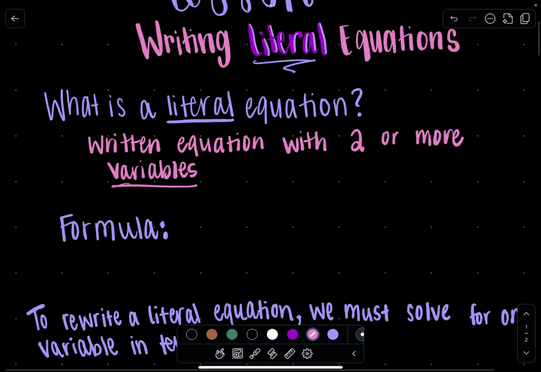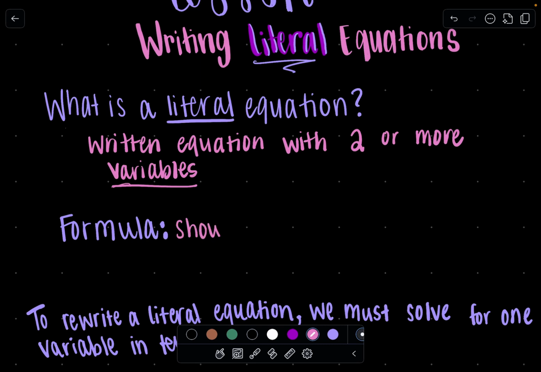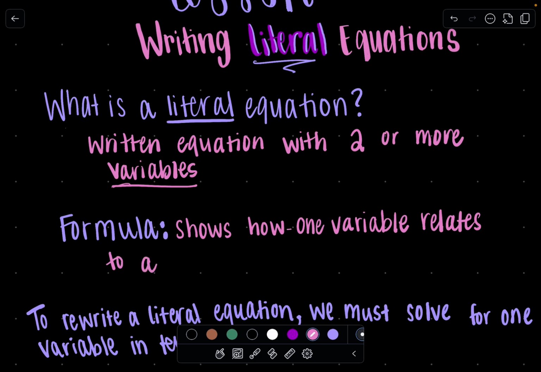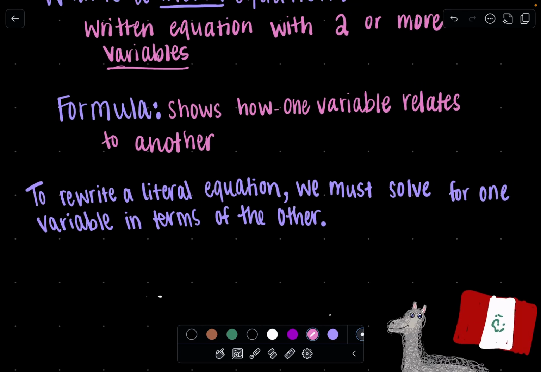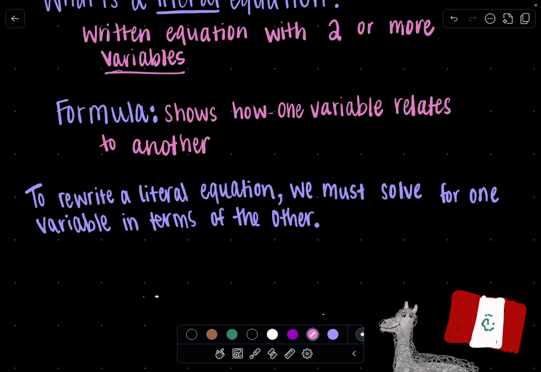Now, a type of literal equation can be formulas. A formula shows how one variable relates to another. To rewrite literal equations, we must solve for one variable in terms of the other.